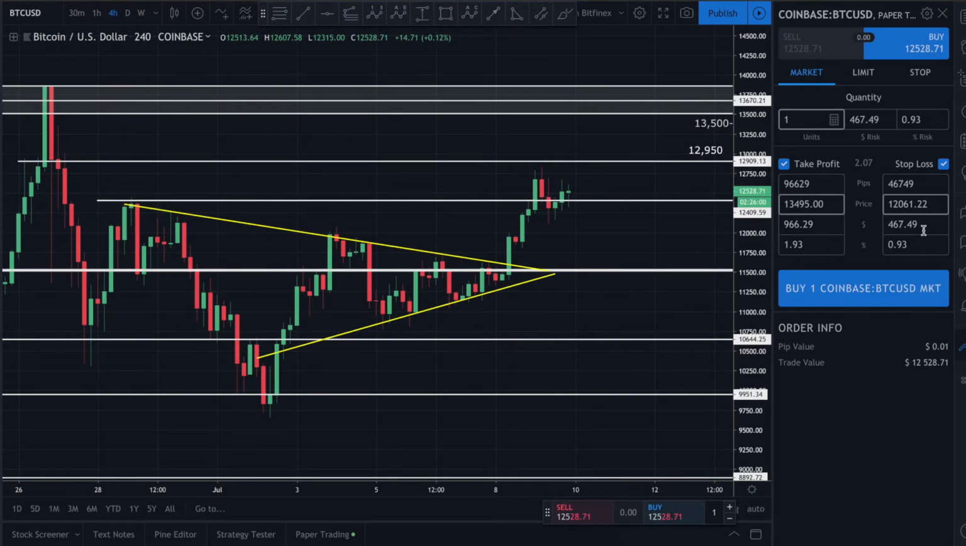Bottom line is to show you where these numbers are, where the information is, not to show you how to trade. So in this case, everything is where I want it. I've got my take profit set. I've got my stop loss set. We're doing a market order. Everything looks good. So I press this big blue button here to confirm the buy.